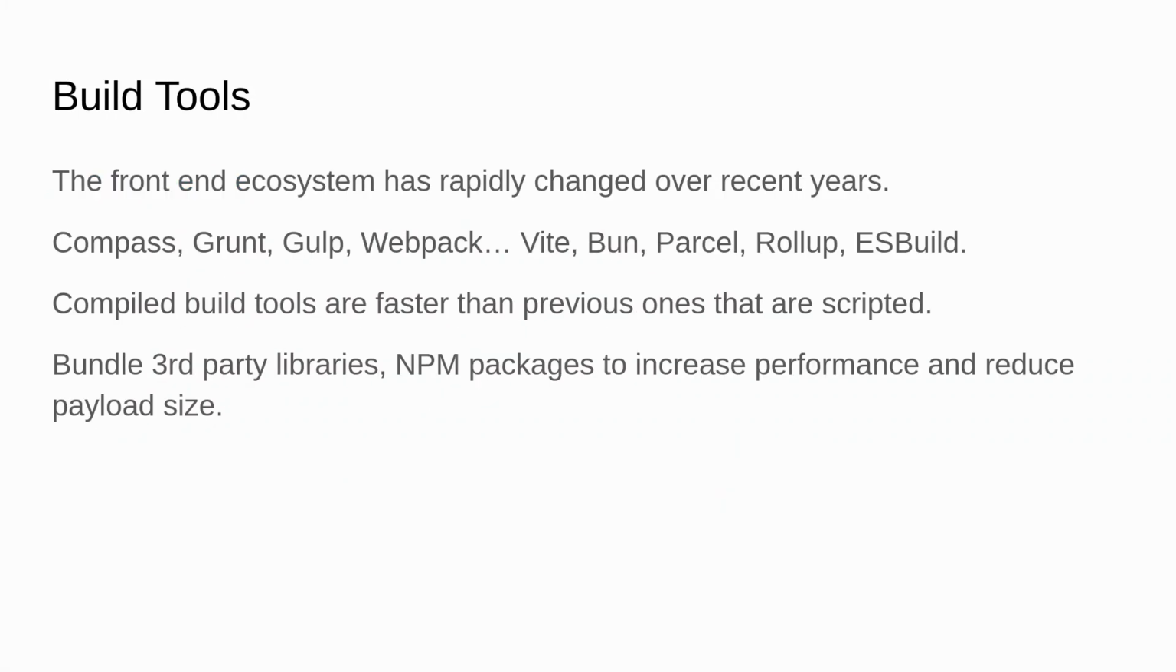So back to build tools. I think my first build tool I saw was Compass, which was Ruby based. And then after that, we replaced it with Grunt and then Gulp. Webpack's been around for a while. And now lately, there's been this explosion of new stuff where these tools, Vite, Bun, Parcel, they're written in Go, Rust, and other low-level compiled languages, versus these other ones are written in JavaScript or Ruby, and they're scripted, so they just don't operate as quickly.